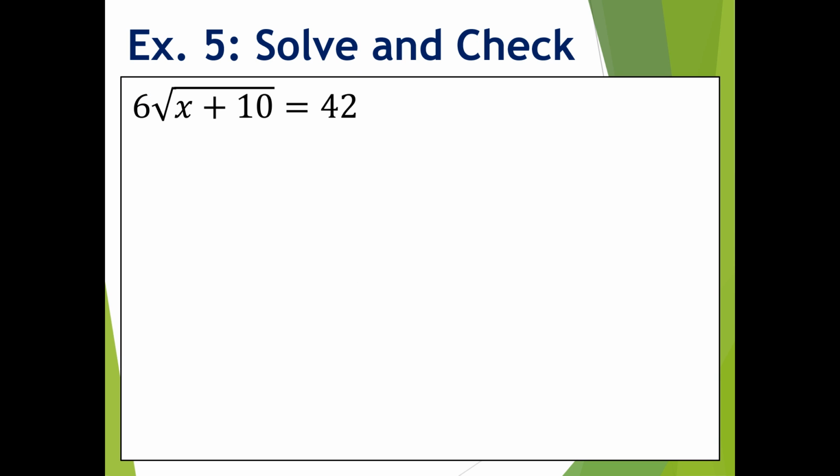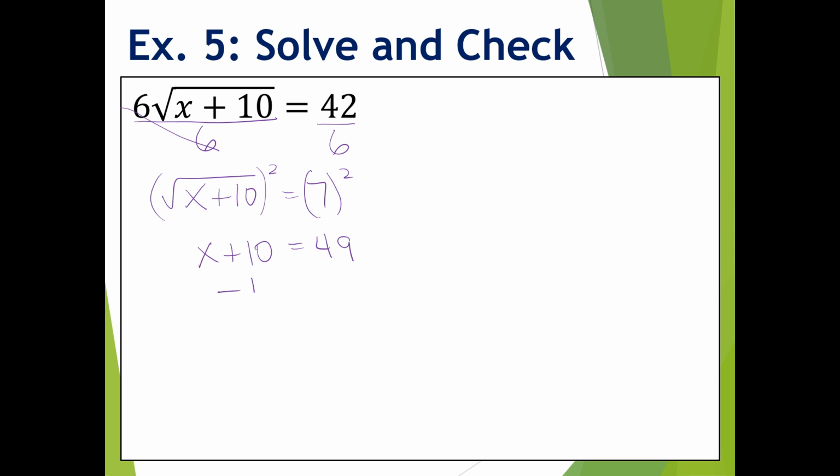Okay, so example 5. This is our last, quote unquote, easy one, and then we'll move on to some harder stuff. We have 6 times square root of x plus 10 equals 42. We're going to start by dividing both sides by 6. That leaves us with square root of x plus 10 equals 7. We have a square root, so we're going to square both sides. That leaves us with x plus 10 equals 49. We're going to subtract 10 from both sides, and x equals 39.